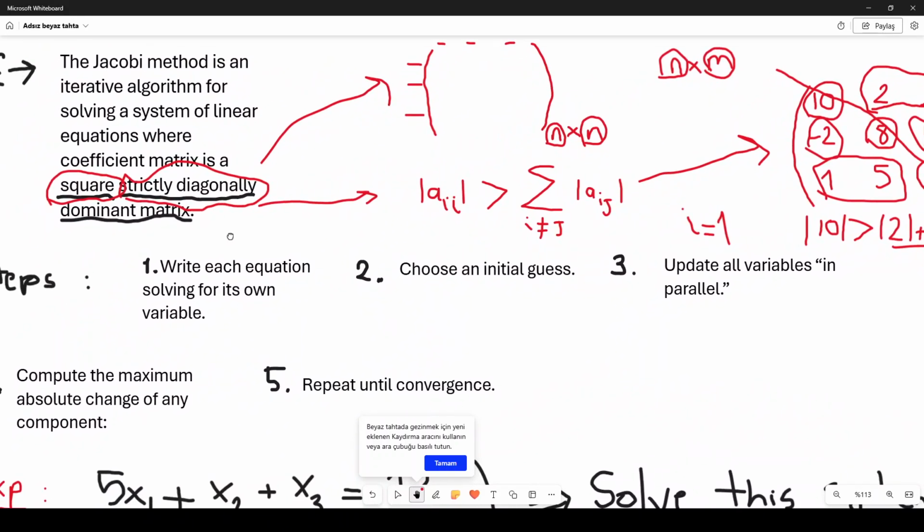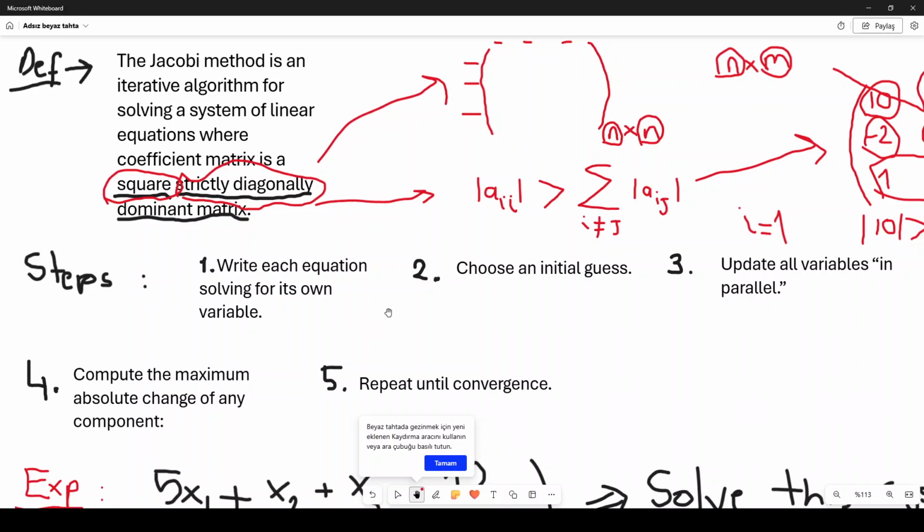Well, because this is an iterative algorithm, and we try to converge to an exact solution by starting at some initial guess. So in order to ensure that we will converge to the exact value, we need to check whether or not these two properties are satisfied. And if this property is satisfied, in other words, if we have a square strictly diagonally dominant matrix that corresponds to our system, then we guarantee the convergence. Alright, that's a very important point.